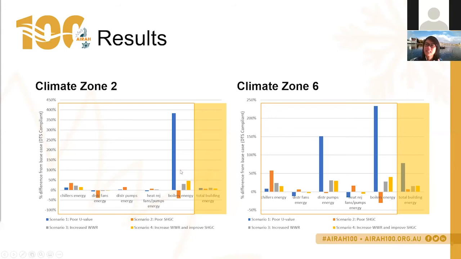Now, the big item to notice here is, of course, in blue: our boiler energy increases significantly, close to 400%, or 4 times, compared to DTS values when we go from a double glazed window to a single glazed unit. In climate zone 6, we see similar trends, but now it's accentuated because climate zone 6 is much colder.